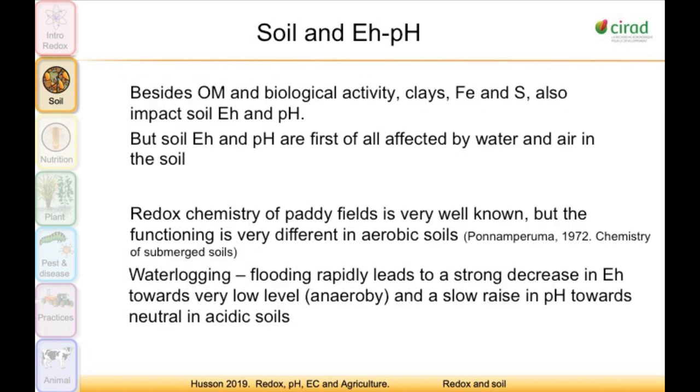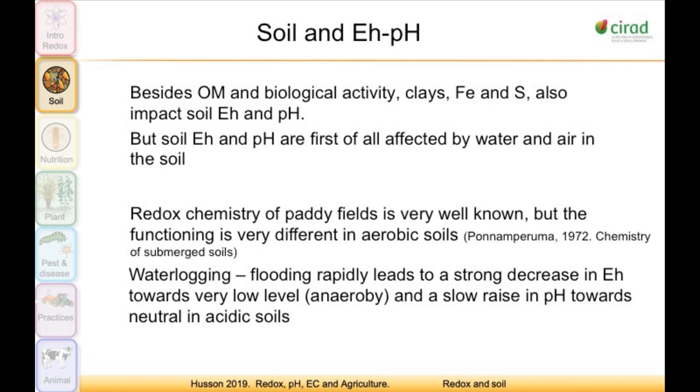So besides organic matter and biological activity, what will impact soil EH, pH is clay. You need some clay in the soil, and especially the iron in the clay. Iron can give or take one electron, so it will buffer the redox level. Sulfur can take or give 8 electrons, so there's less sulfur than iron in the soil, but it has the ability to use 8 electrons, a lot of energy, so it's another important parameter. But first of all, it's water and air that will determine EH and pH in the soil. You need organic matter, you need carbon, but biological activity, yeah?